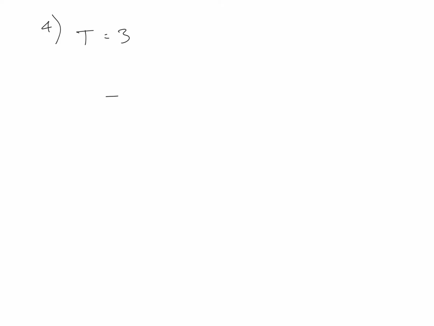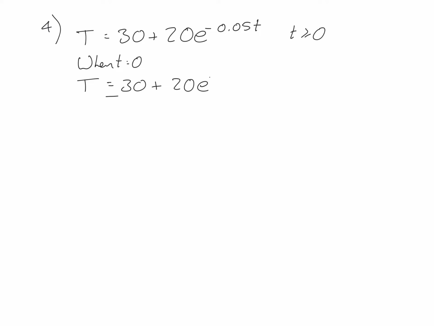T equals 30 plus 20 e to the minus 0.05 t, where t is bigger than or equal to 0. Write down the initial temperature of the liquid. So when t equals 0, T equals 30 plus 20 e to the minus 0.05 times 0. So that's e to the 0, which is 1, so we've got 30 plus 20, which equals 50. So that's the initial temperature.